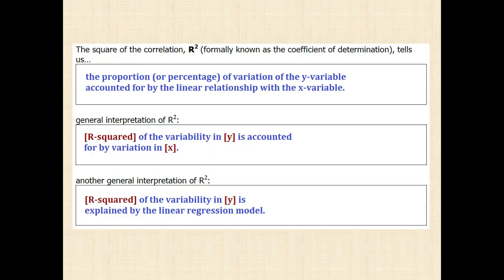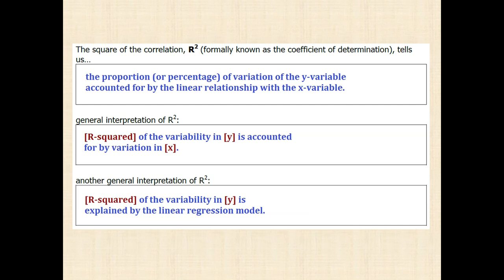This is not covered in Chapter 2, but I think this fits into Chapter 2 a whole lot better than it fits into Chapter 7, or Chapter 9, I suppose, if you're using the hardcover version of the book. R squared, formerly called the coefficient of determination, but usually just called R squared, is the proportion or percentage of variation of the y variable accounted for or explained by the linear relationship with the x variable. There are a couple of ways that you can write it out. R squared of the variability in y, whatever your y variable is, accounted for by variation in x, whatever your x variable is.